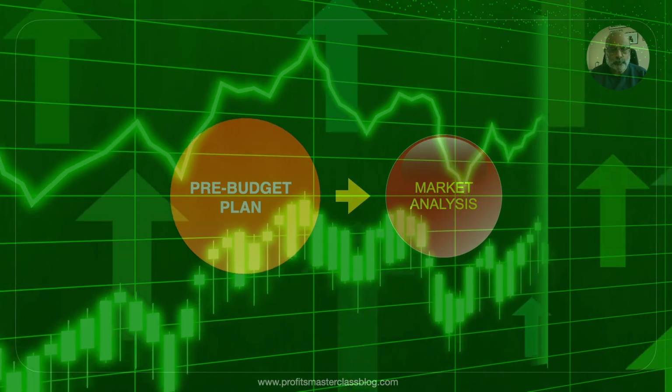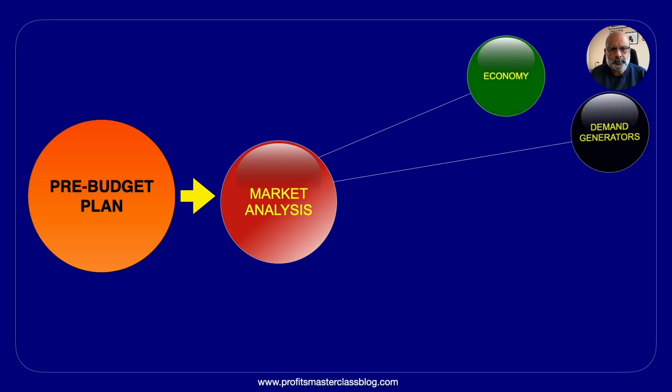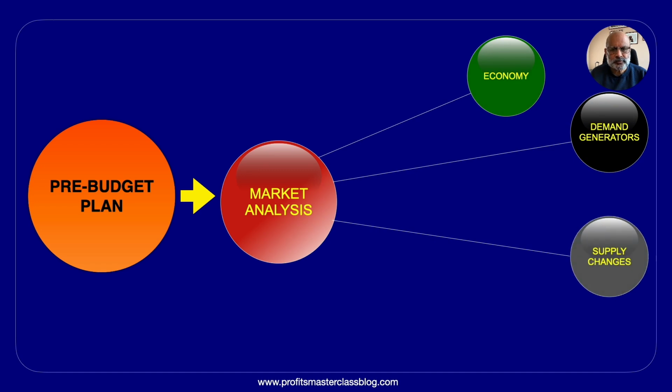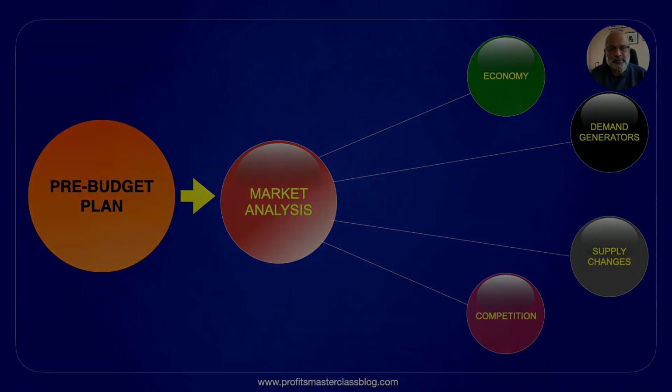Market analysis looks at 4 main areas: economy, demand generators, supply changes, and competition. Why? Because you need to clearly understand what specifically is causing this steady drop in occupancy. There could be some clear warning signs. Let's look at economy first.